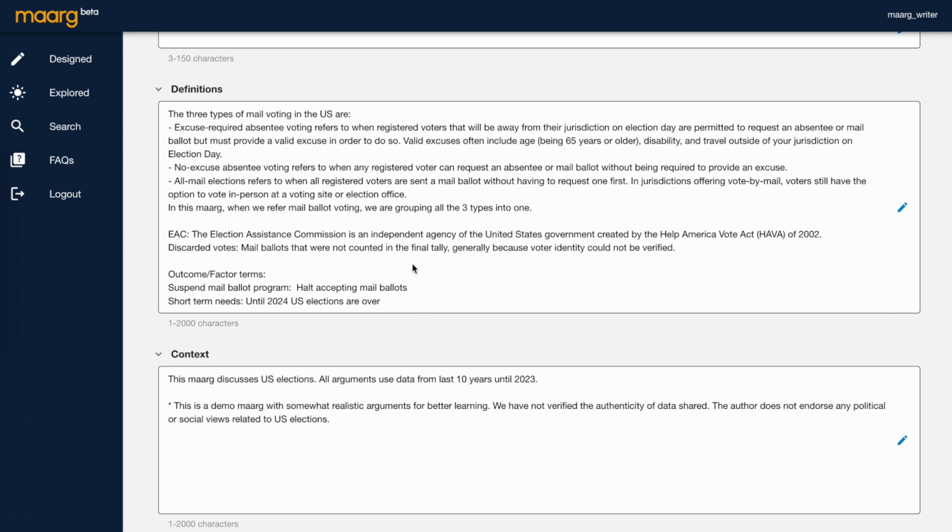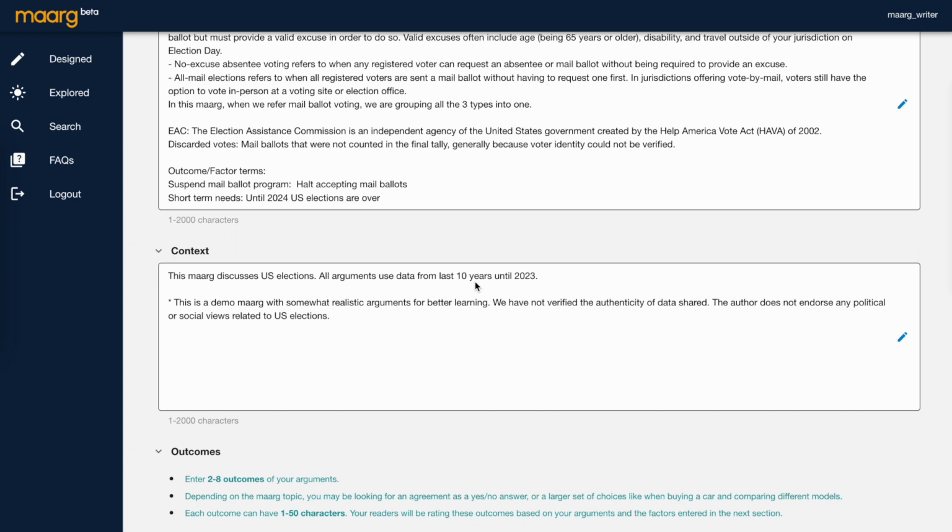In this example, I have defined mail ballots because this program means different things across all the US states. I have also defined what I mean by short term, and this is because short term can obviously mean different things for different people. Similarly, the context helps readers understand the time frame and the audience type. In this example, I'm talking about US elections, so someone from, say, China may not be able to follow stuff that is being discussed here.